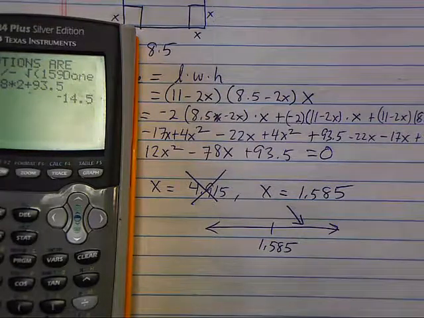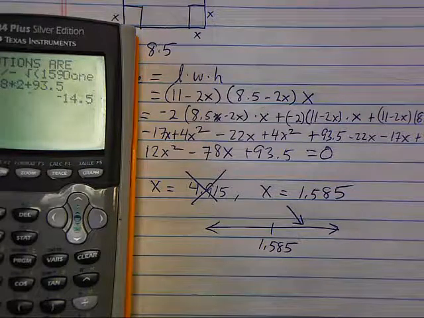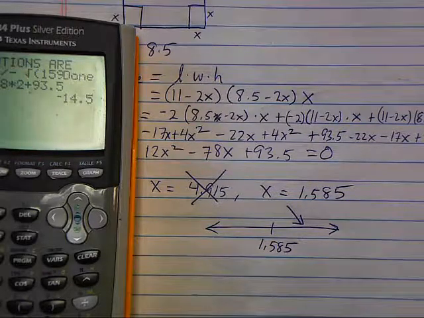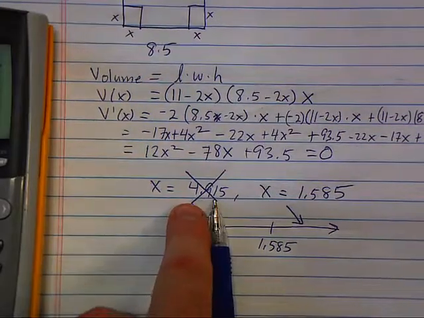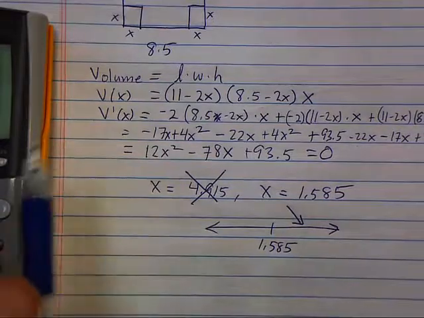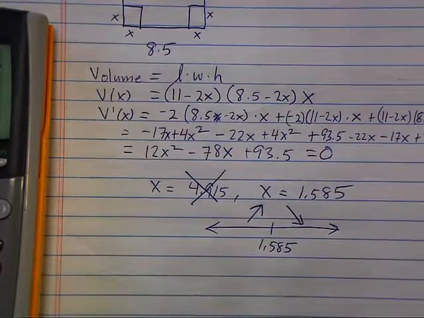What's my favorite number smaller than 1.585? 0 is my favorite number, but I am not allowed to use it. Why not? That was going to be my question. What's wrong with 0? X cannot be 0. I can't cut off nothing. If I cut off nothing, I don't have a box. So you do need to be careful about domain on these problems. We already saw that x can't be 4.9. That was too big. On the other hand, x can't be 0. X can't be a negative number. It cannot. So I would really need to pick one. And I'm going to leave it up to you to pick one, plug it in, and show that you do get increasing there.